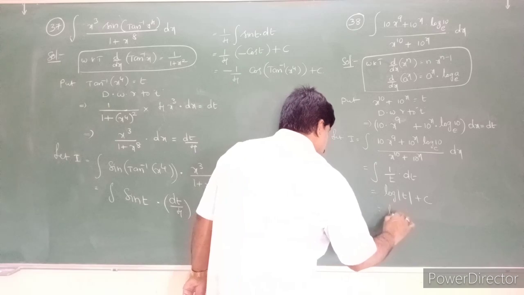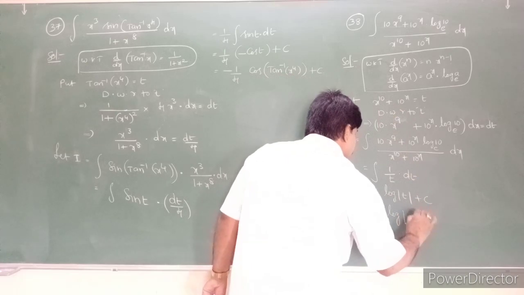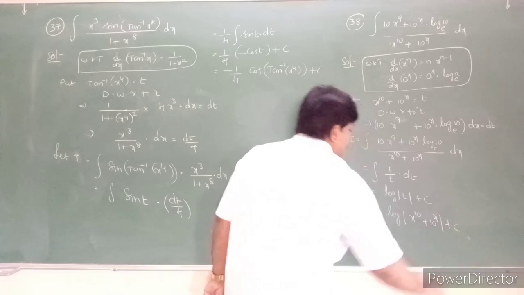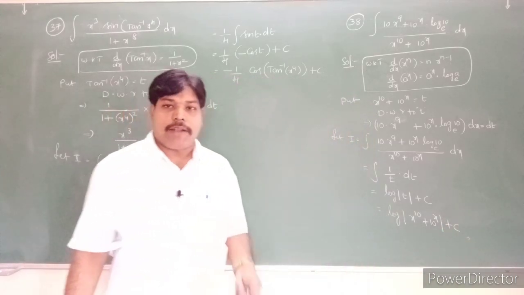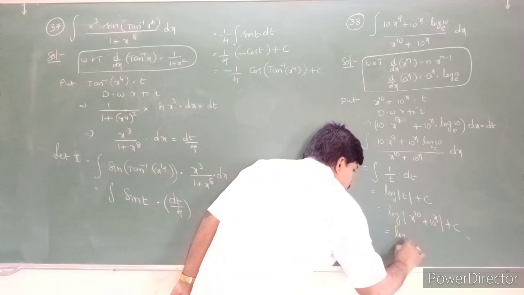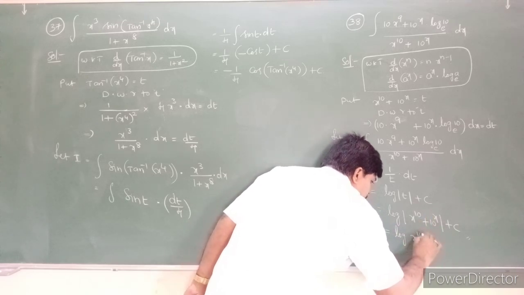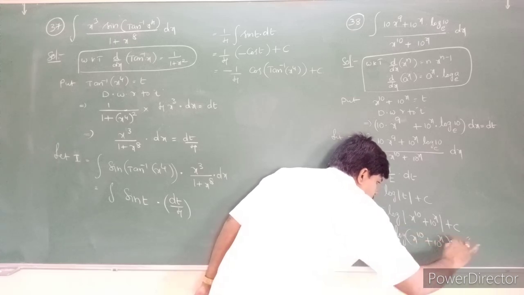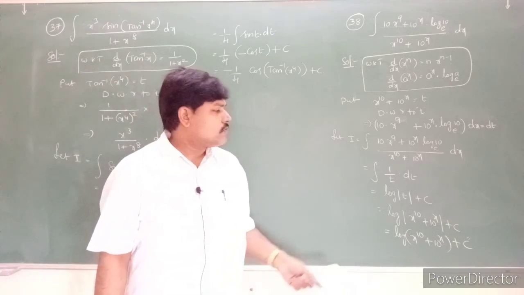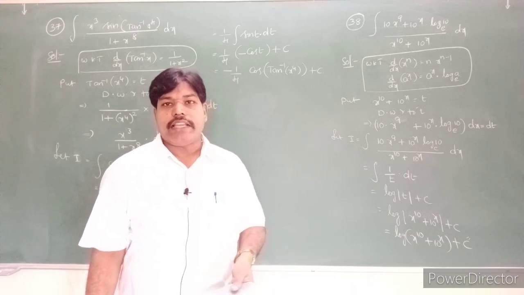So that is equal to log mod t, where the t value is x power 10 plus 10 power x, plus c. Already this value is positive, so there is no need to write the mod, because the value is greater than 0. You can remove the mod, nothing will happen. So the option is D. Option D is the answer.